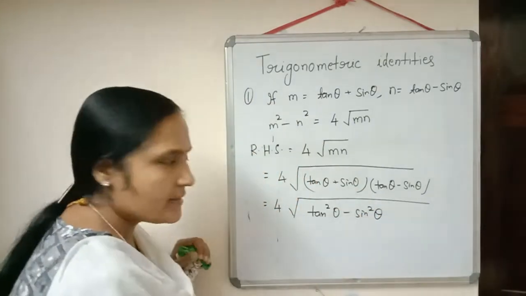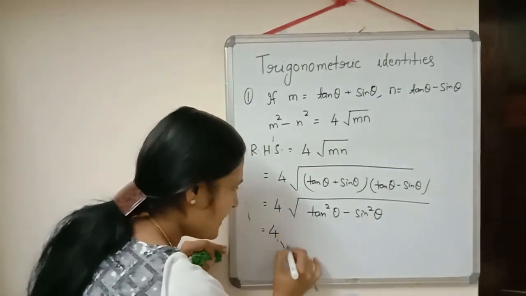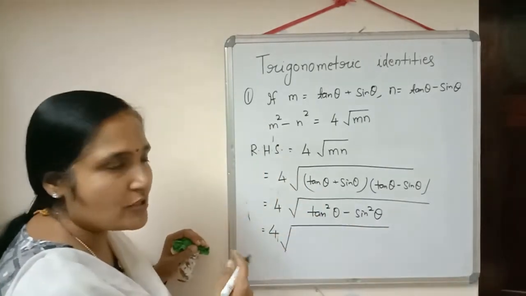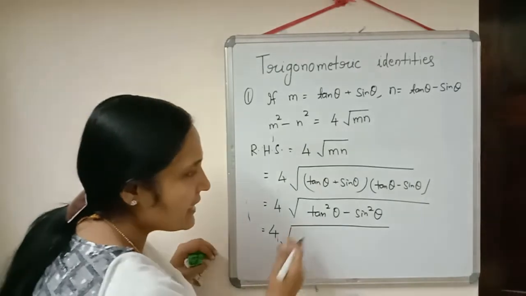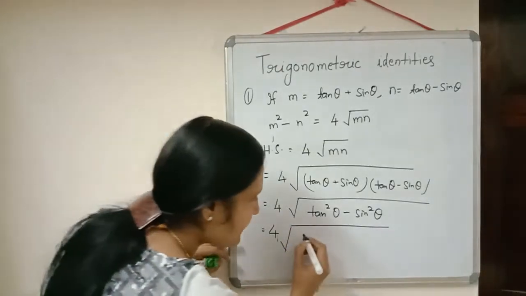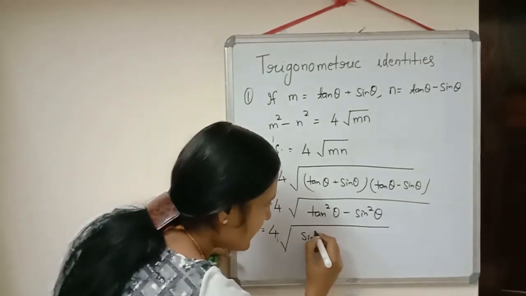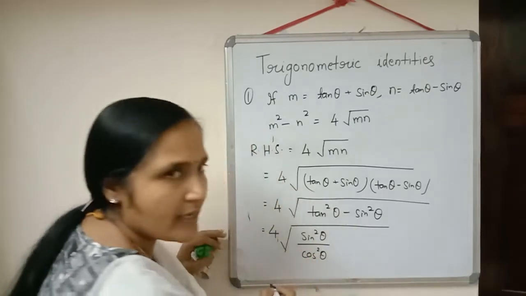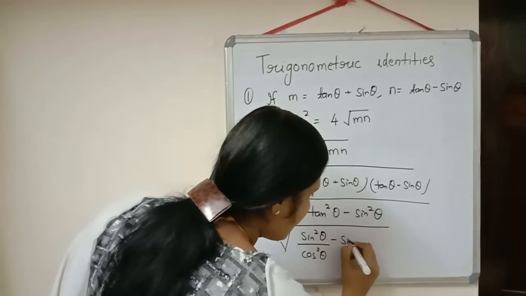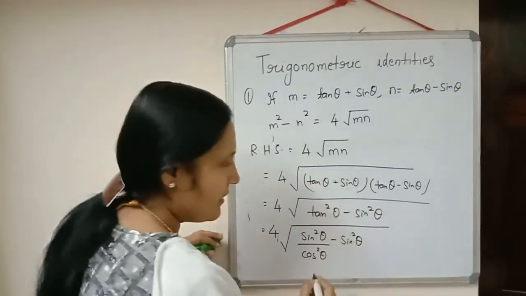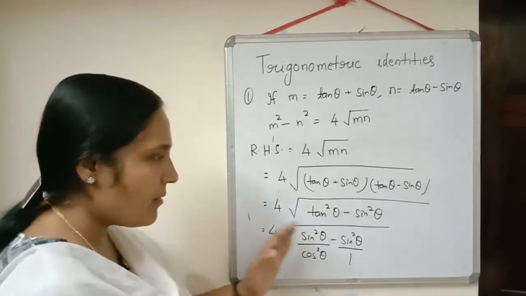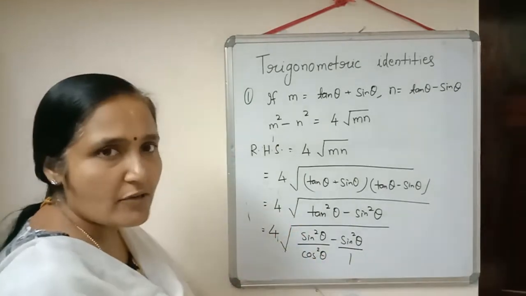sin square theta. Now we can check how we can rearrange so that a perfect square should come inside the square root. How can we rewrite sin square theta? It can be written as, tan square theta can be written as sin square theta by cos square theta minus sin square theta. Now what we can do? Either you can take sin square theta common or you can do the cross multiplication.